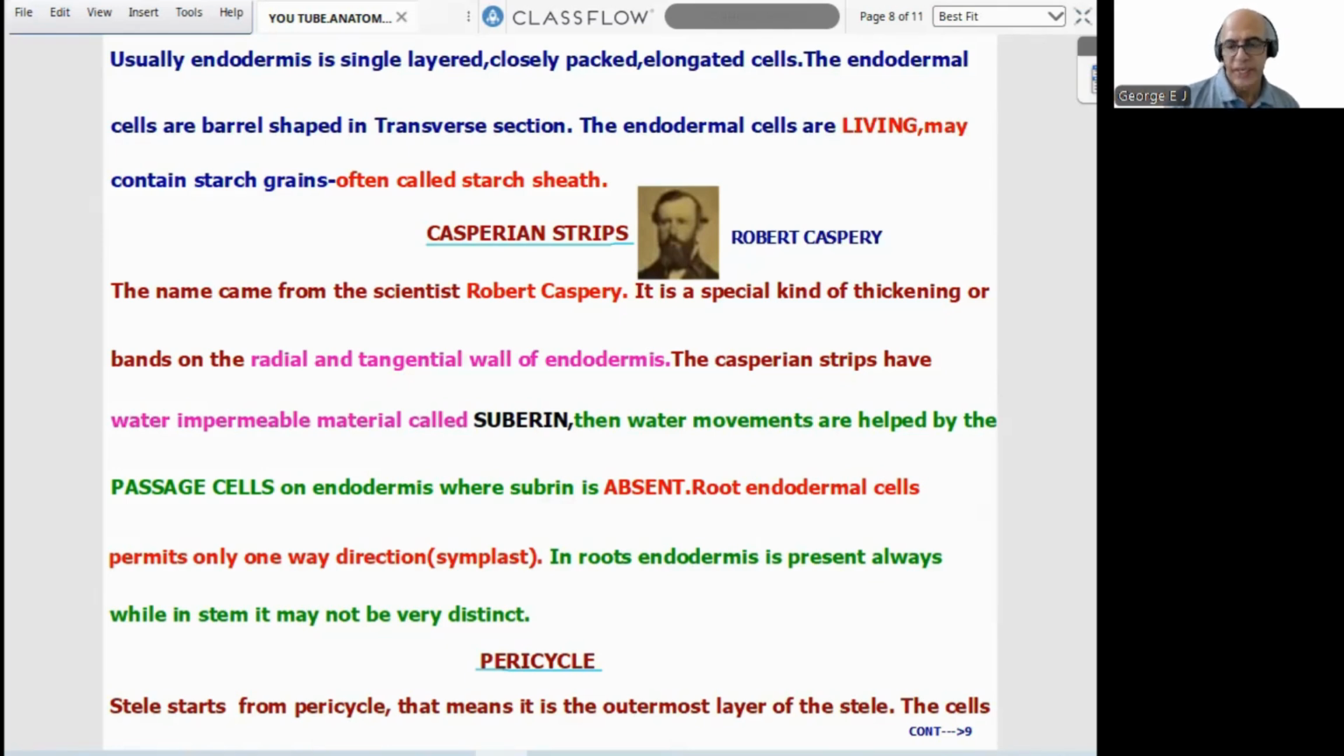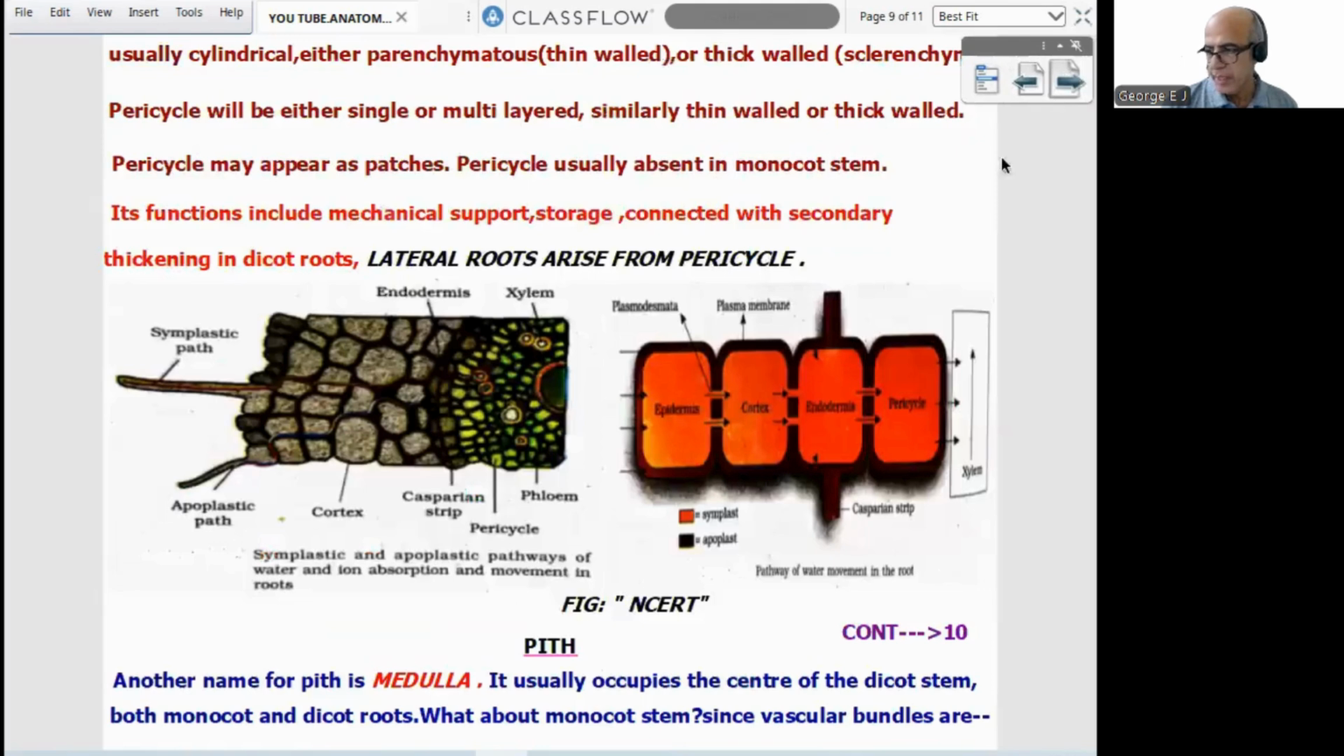Then after that, the pericycle. The stele starts from the pericycle. That is the outermost layer of the stele. Then the shape and nature of the cells: parenchymatous. It can be thin-walled, or sclerenchymatous, which will be thick-walled. Thin, a single layer or multi-layer. Then the pericycle may appear as patches. Pericycle is usually absent in the monocot stem. Functions include mechanical support, storage, etc. Then it is connected with secondary thickening, but that aspect we are not studying in the present syllabus.